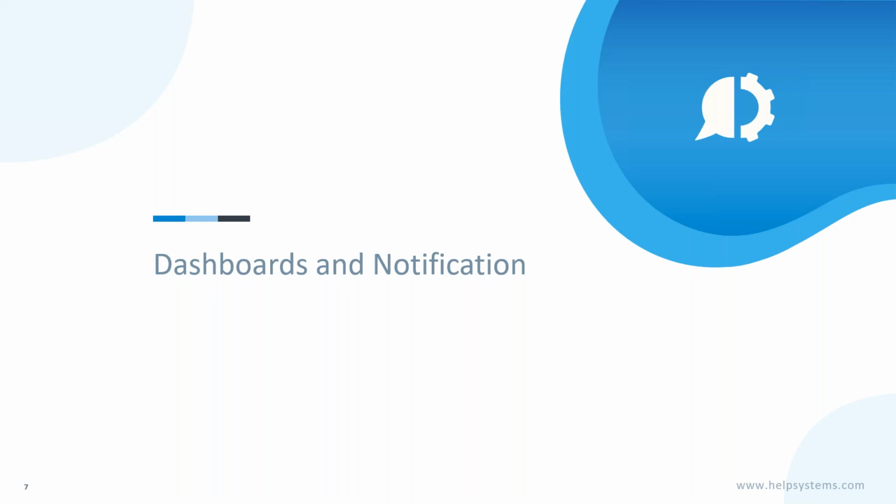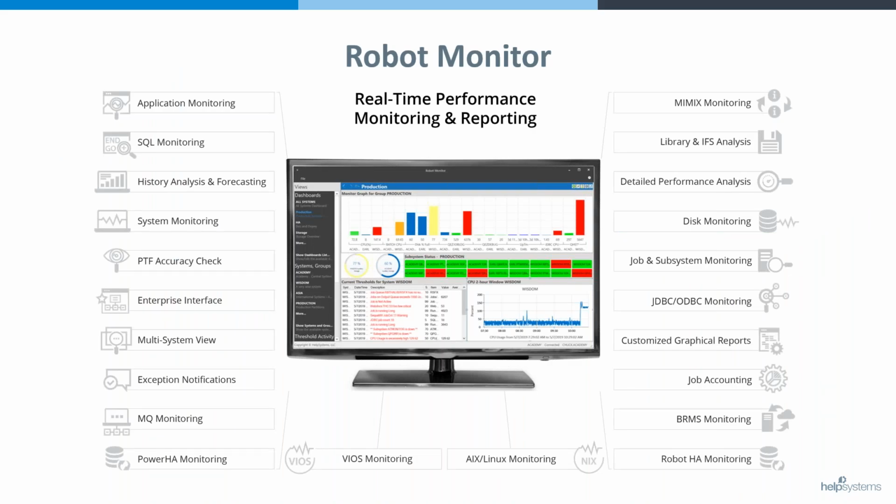Good point. So let's dive into the first topic, dashboards and notifications. The discussion is primarily around Robot Monitor. You saw Robot Monitor is part of our performance monitoring toolkit in the Robot product line, which has been part of the product line for about 8 years now. The Robot Monitor tool is a highly configurable, customizable tool for monitoring both the system and your application. So I like to talk about it as not just a performance monitoring tool, but an application monitoring tool. What does your application need to look like for it to be healthy?